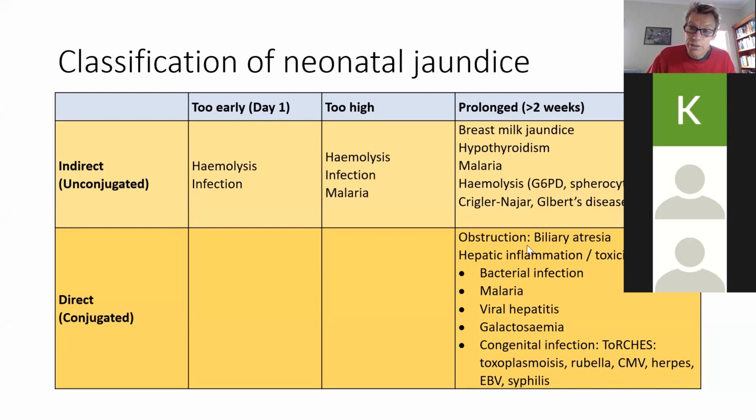And then sometimes the bilirubin can be conjugated and prolonged. When you think of conjugated hyperbilirubinemia, remember that's because of some obstruction to bile flow, like biliary atresia, or sometimes with newborn babies and young infants, it's because of some sort of hepatic inflammation, like neonatal hepatitis. So these are all the different causes of conjugated hyperbilirubinemia, and they could be a bacterial infection or malaria or viral hepatitis. And there's a few other things. I won't talk about them, but the TORCH infections also give you a conjugated hyperbilirubinemia.